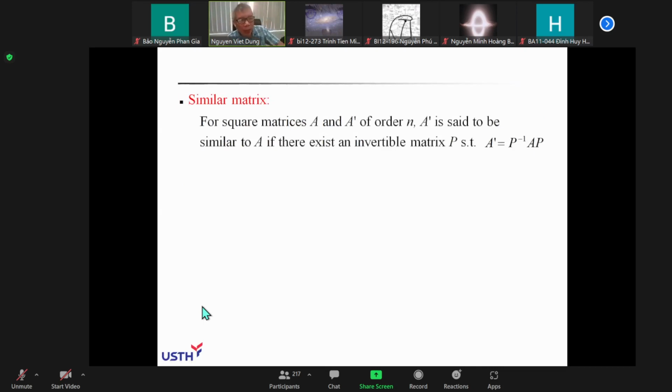Now we are going to define what you call similar matrices. Suppose that we are given two square matrices A and A prime of the same order n. We say that A prime is similar to A if there exists an invertible matrix P of the same size as A and A prime, such that A prime equals P inverse multiplied by A multiplied by P. So what does it mean? From the previous slide we see that the matrices of the same linear transformation in different bases are always similar to each other. That is what I want to tell you.